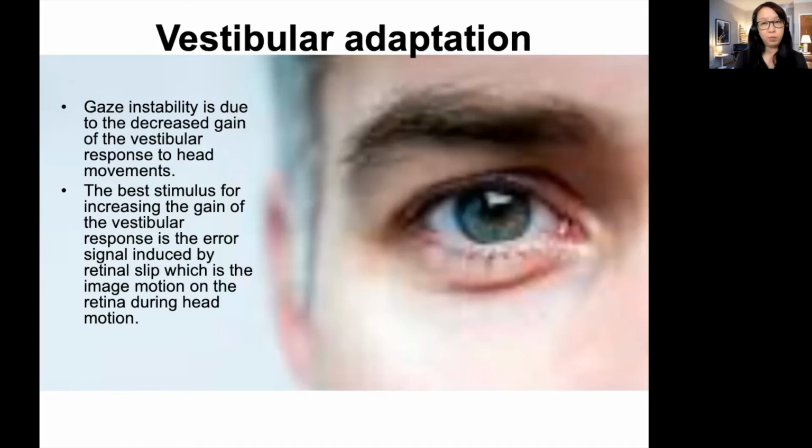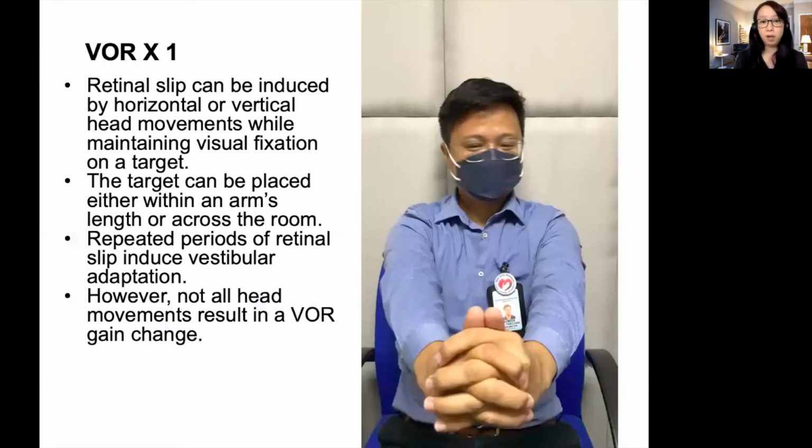But in patients with vestibular hypofunction, where one side is not working equally as the other side, you find that the image jumps and they find it very dizzying. They cannot read. The treatment is actually to keep causing this retinal slip. These exercises which cause the retinal slip will help the brain repair itself, and then you can have vestibular adaptation. So how can we do that?